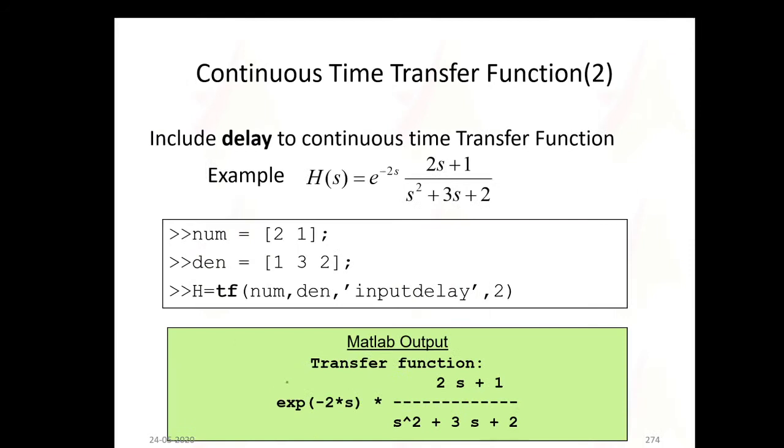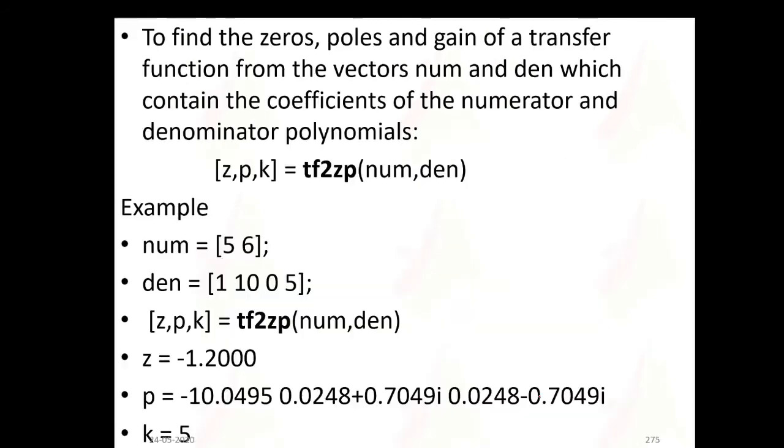Okay. Then if you want, you can include a delay in continuous time systems. For that, tf of num comma den with input delay comma 2. You can see this: e power minus 2s into 2s plus 1 divided by s square plus 3s plus 2.